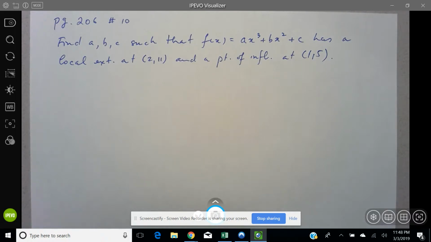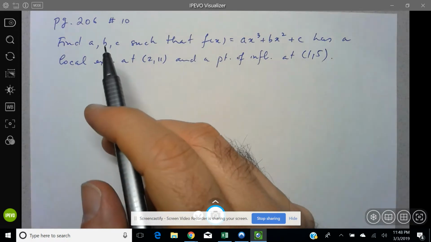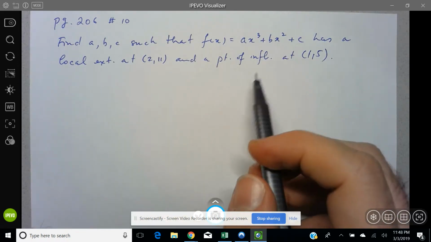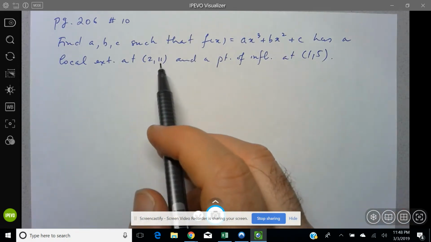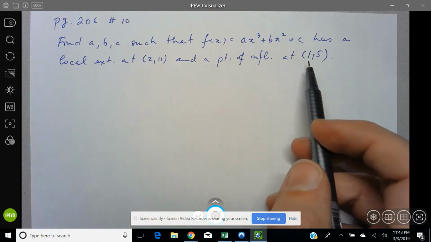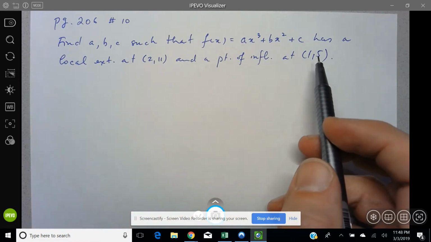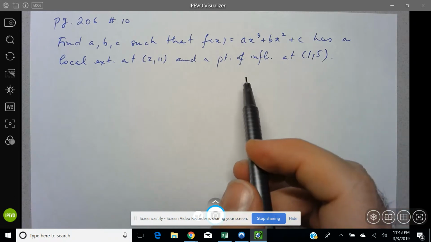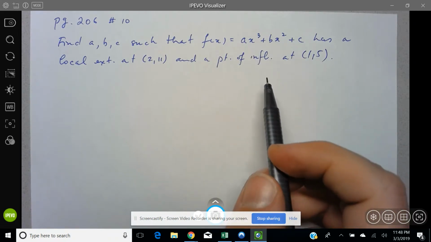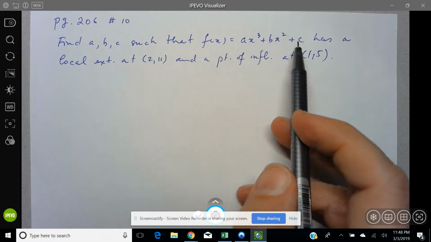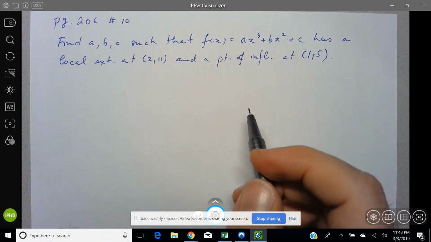Hi folks, we're going to take a look at number 10 from page 206. So they want us to find the constants a, b, and c such that this cubic function has a local extremum at (2, 11) and a point of inflection at (1, 5). Okay, so the idea here is to hopefully create some equations that allow us to find these unknowns a, b, and c. So since we have three unknowns, we're going to need three pieces of information.